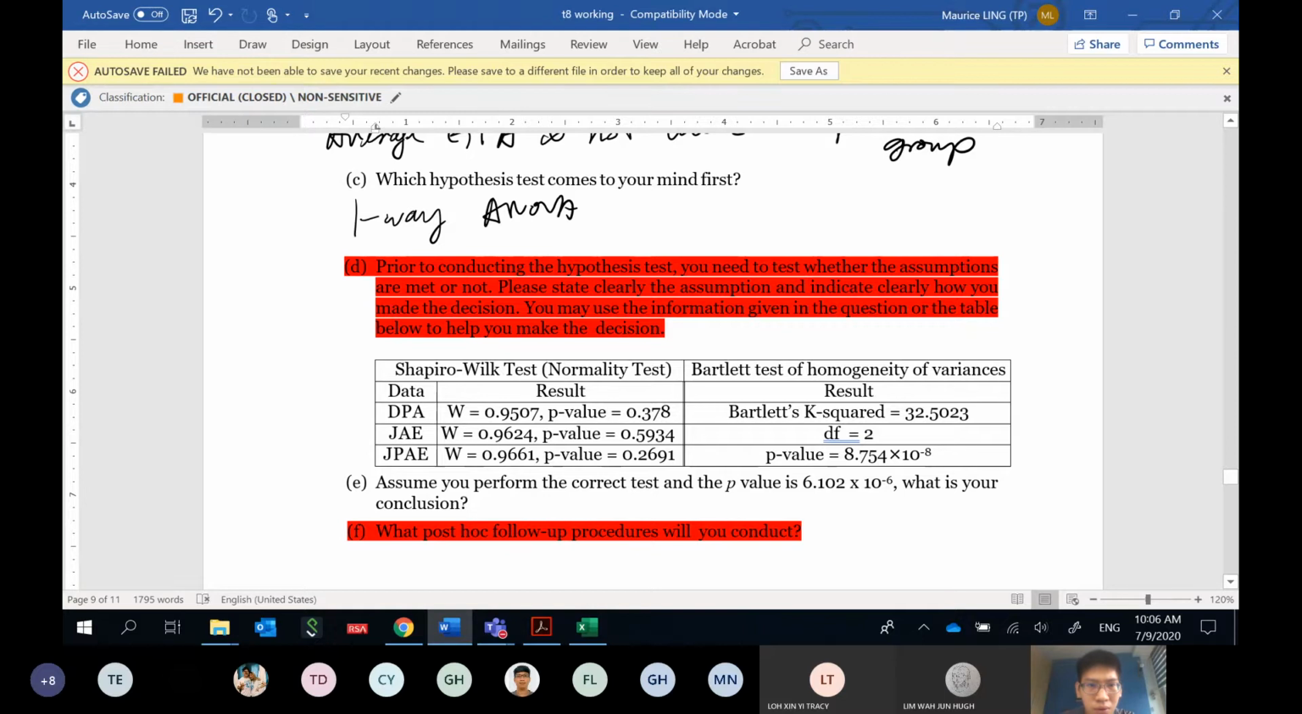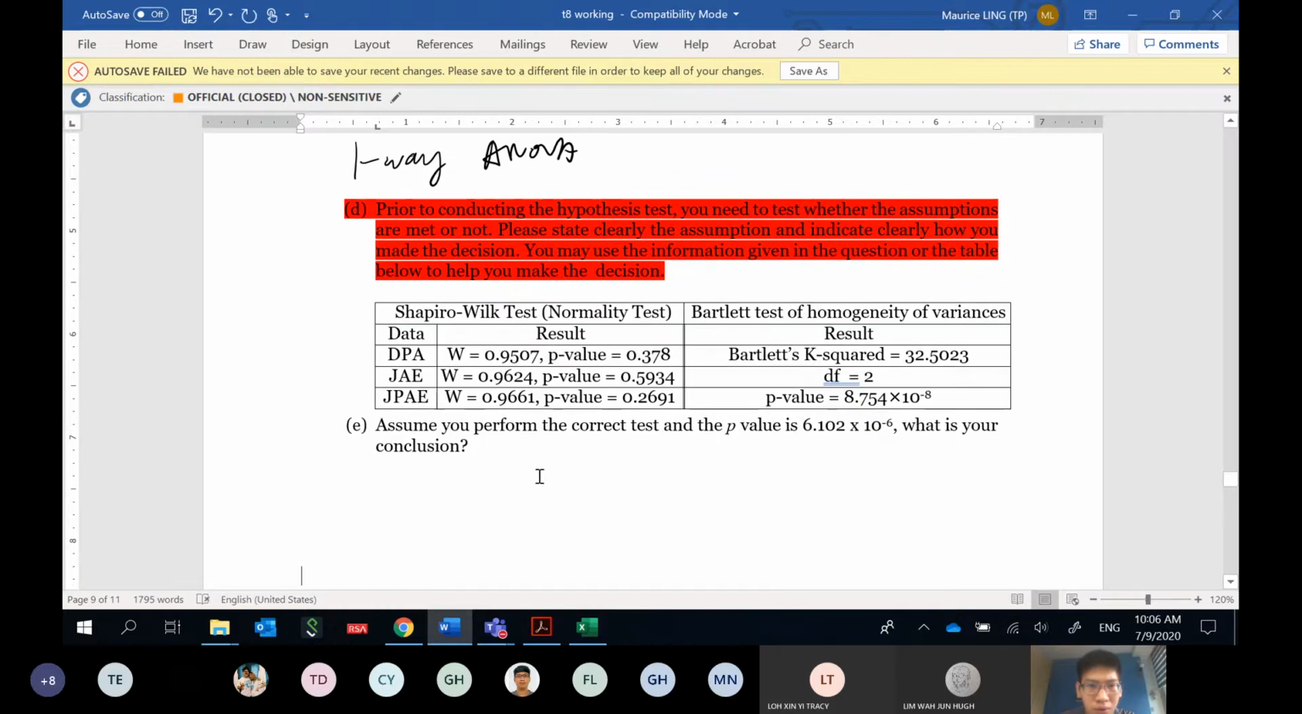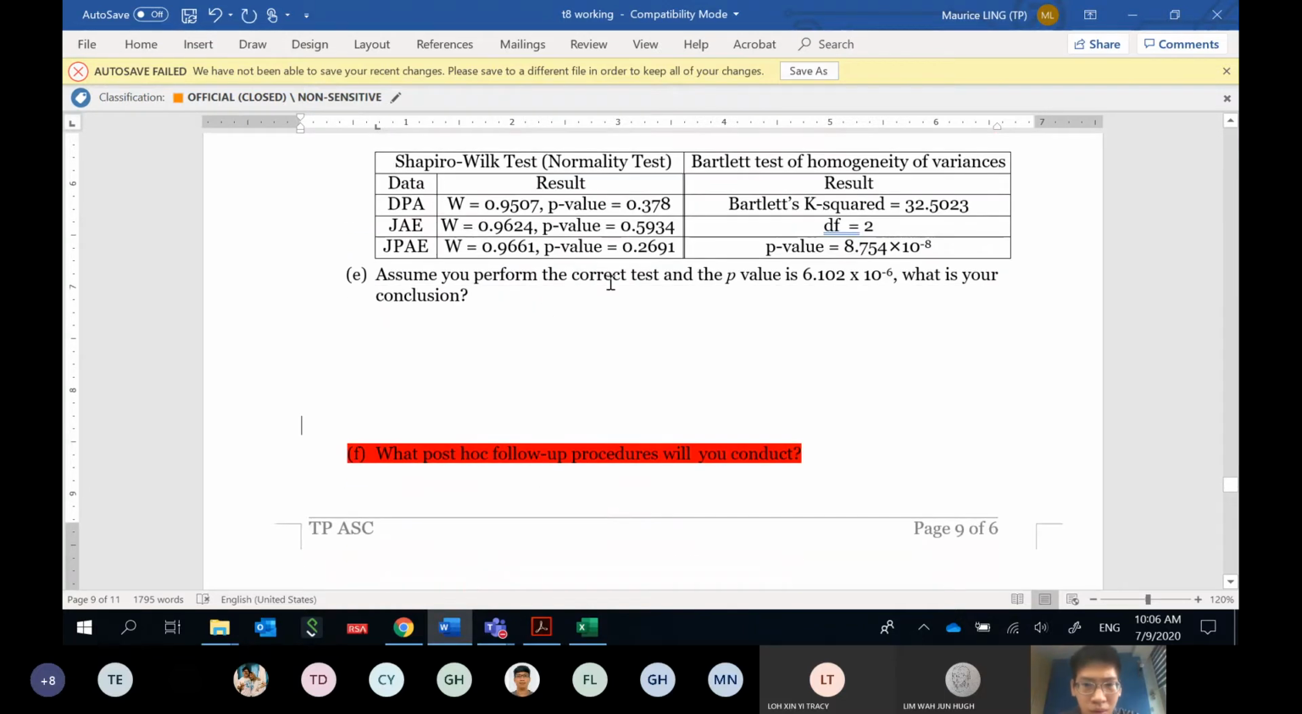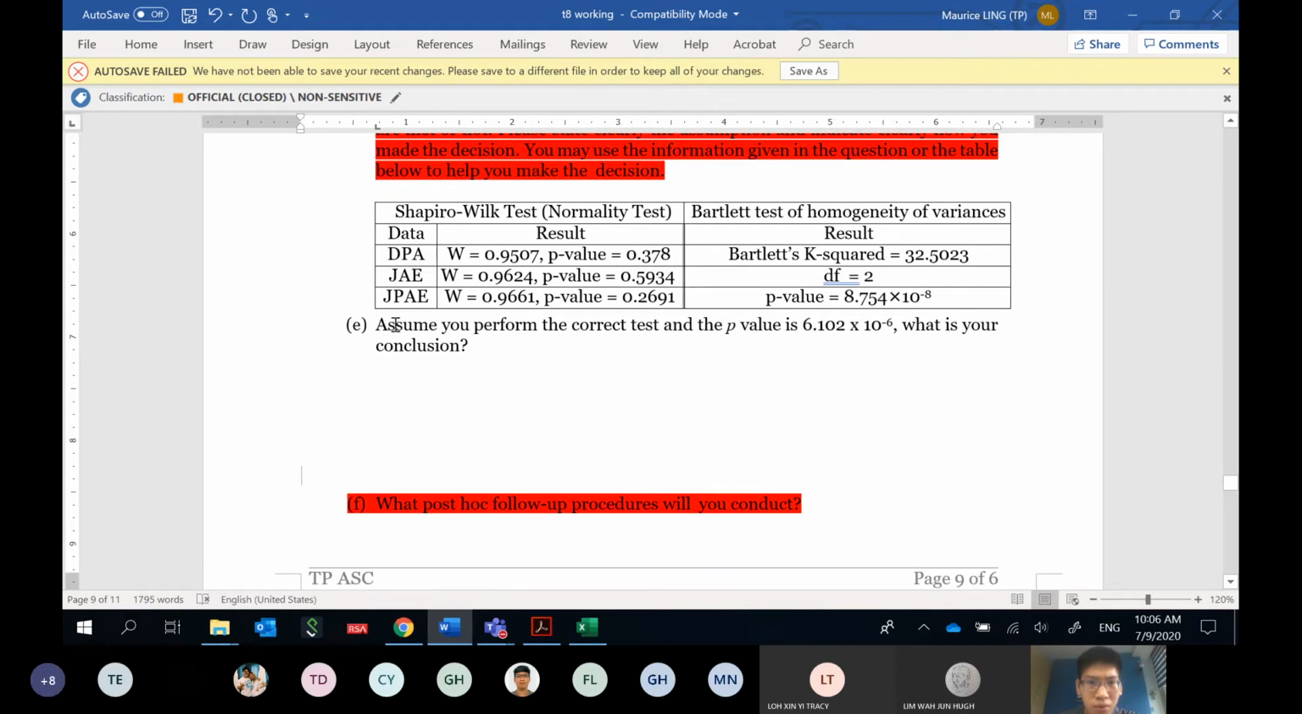Now we don't bother about that here, but in actual work, you have to make sure that the assumptions are met. So let's say question E, assuming I do the correct test and the p-value is this. So what is your conclusion?